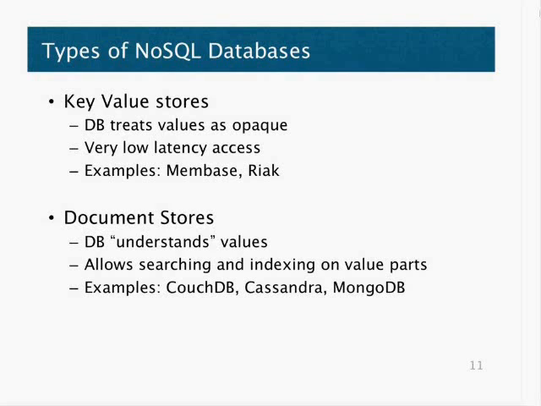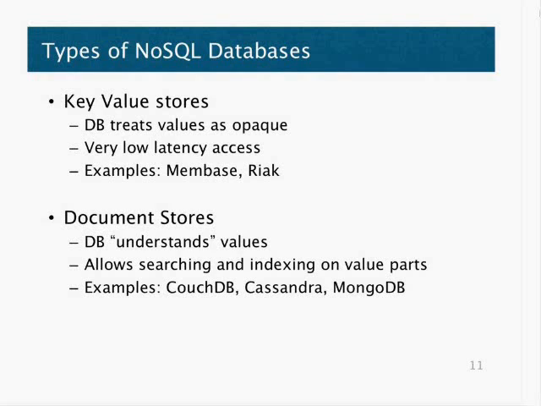Then there are document stores. Document stores are different in the sense that they understand the value, so they're able to parse what is being passed into the database. By understanding what it means, you can now do searching and indexing on components of the value. For example, the documents typically have to be in some known data format like JSON or BSON, and then you can define queries that access elements of that document to do the search. Examples are Couch or Cassandra, for example.